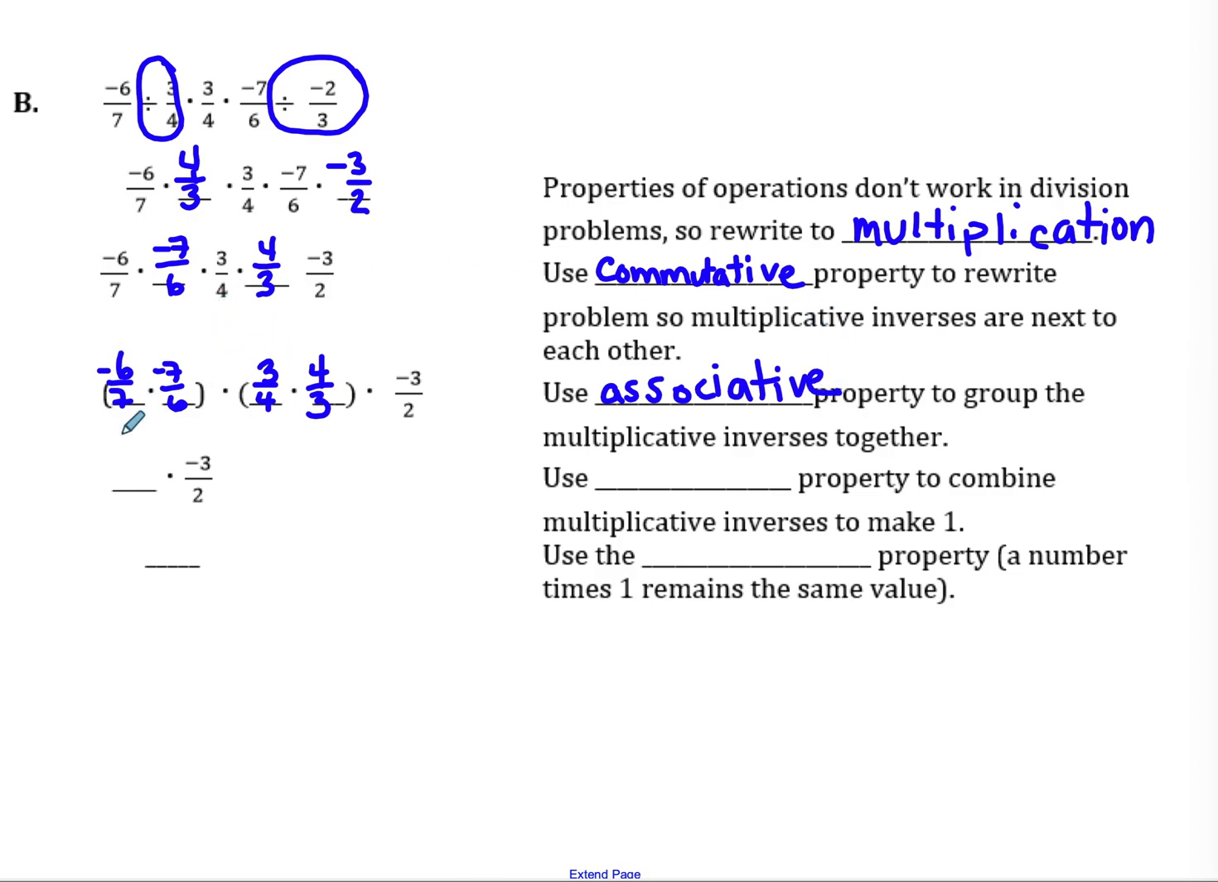Okay, so all of our inverses combine to equal 1. That is the inverse property. So we used the inverse property to combine the multiplicative inverses to make 1. And then the only thing we have left to do is multiply times 1. That is the identity property. Multiplying by 1 does not change the value of that answer. Negative 3/2. Fraction problems always need a simplified answer. This is an improper fraction, so I need to make it into a mixed number, negative 1 and 1/2. 2 goes into 3 once, with 1 as a remainder.